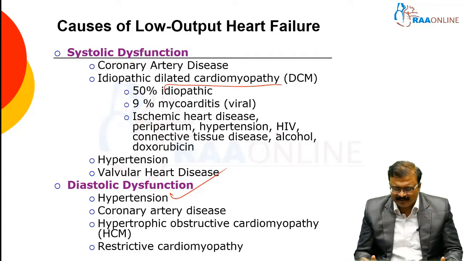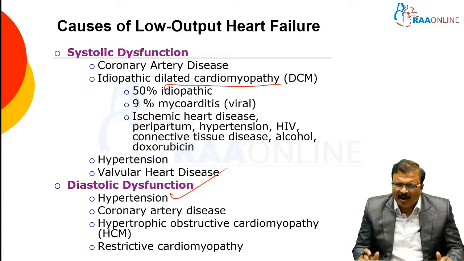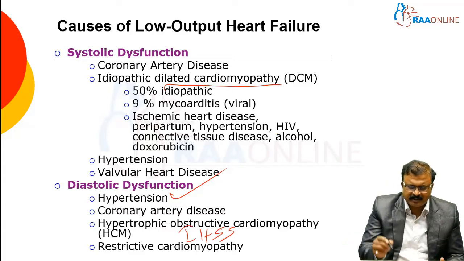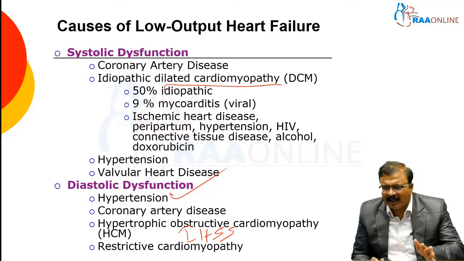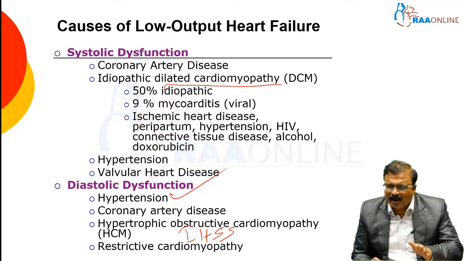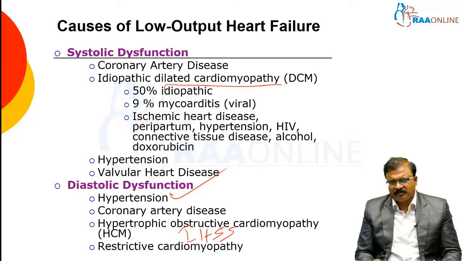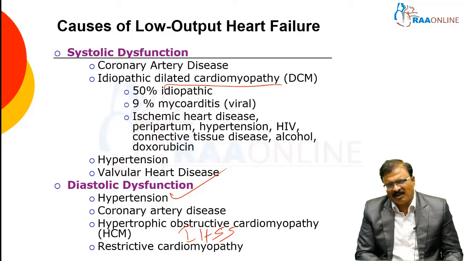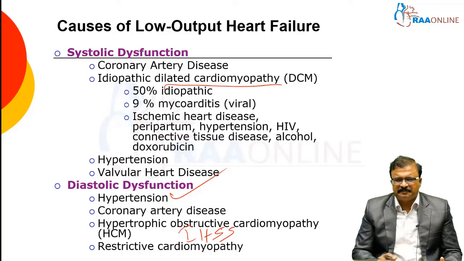Impaired relaxation: hypertrophic obstructive cardiomyopathy, the older name being IHSS, that is idiopathic hypertrophic subaortic stenosis. And restrictive cardiomyopathy, we get in amyloidosis and other infiltrative disorders, which is not common.